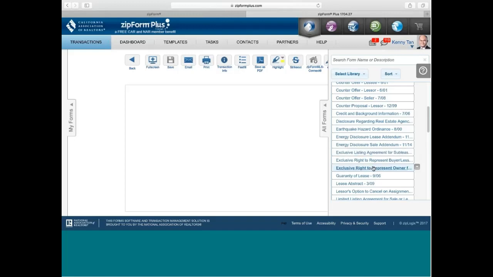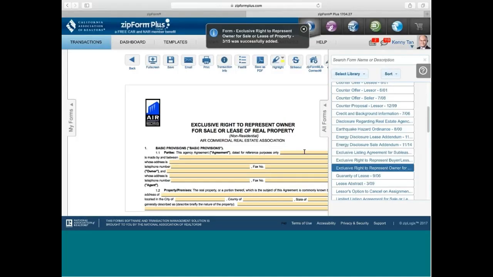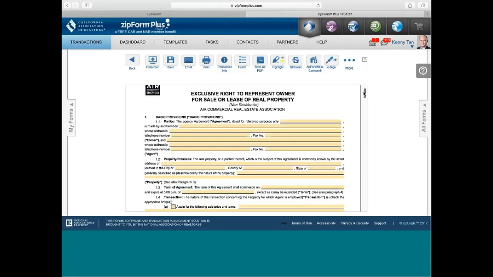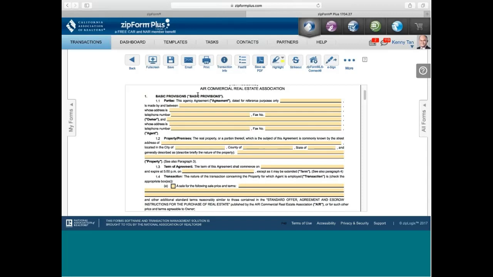Today, we're going to cover the exclusive right to represent the owner, which is a standard AIR listing agreement. And on the first page, you will put in the seller's name, seller's address, and of course the phone number and the fax number. We call that the owner. And then you will put in Centermac's name and we call that the agent.